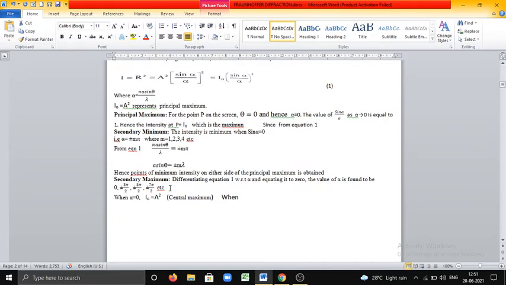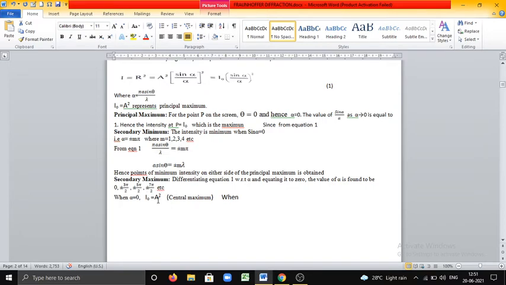Secondary maxima. To know the position of secondary maxima, differentiate equation 1 with respect to alpha, and when we equate it to 0, the value of alpha is found to be plus or minus 3 pi by 2, plus or minus 5 pi by 2, plus or minus 7 pi by 2, etc.